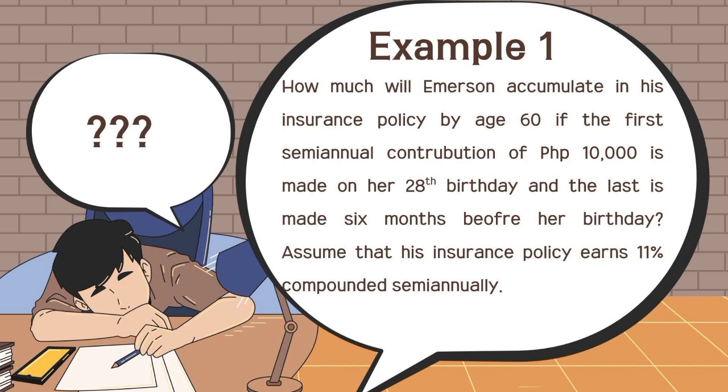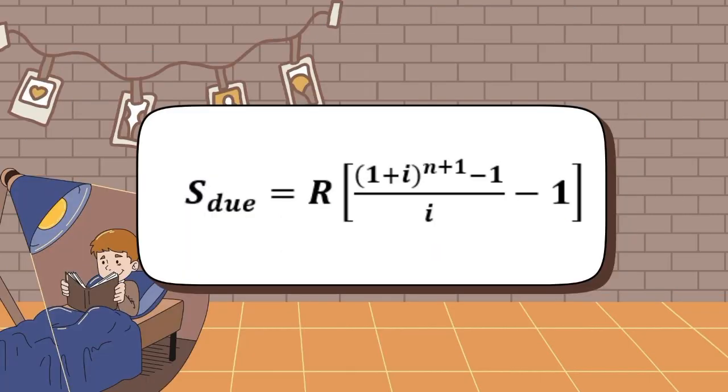Since the problem asks for the accumulated amount in the future, we will use the future value for an ordinary annuity due. So we have S_due = R × [(1 + i)^(n+1) − 1] / i − 1.